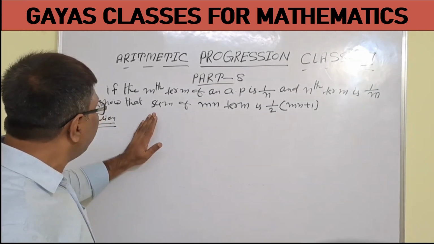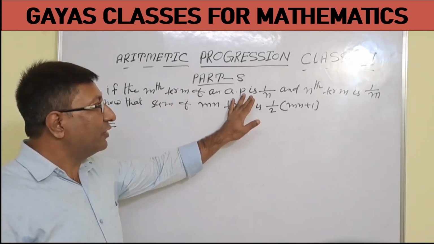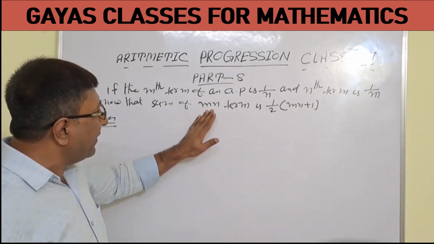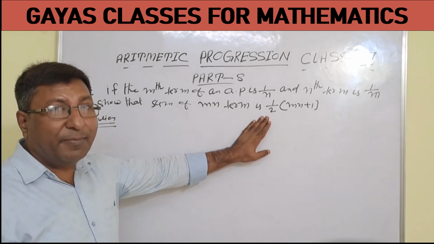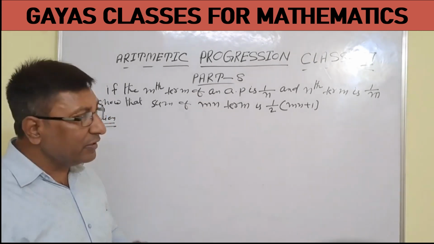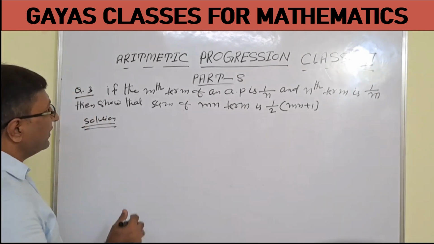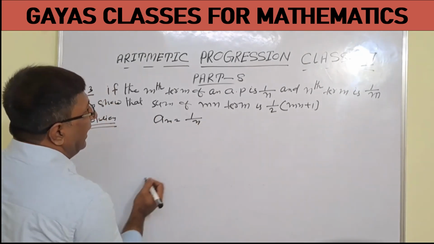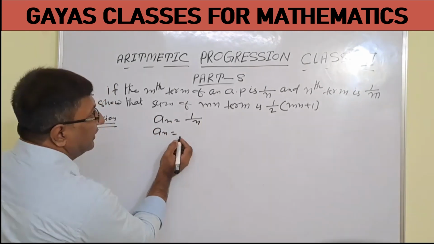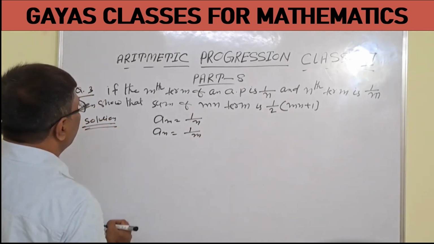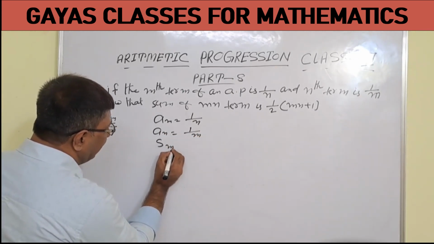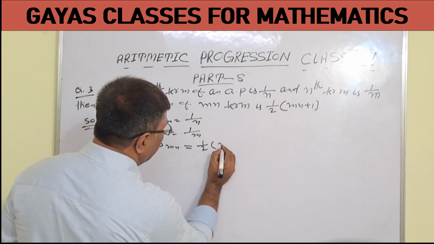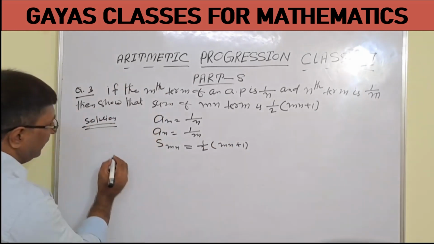Now see the third question. The third question is what? If the mth term of an AP is 1 by n and the nth term is 1 by m, then show that the sum of mn terms is half into mn plus 1. So for this type of question, how can we solve? It is simple. It is given the mth term of the AP, that is am, is 1 by n. And the nth term, that is an, is 1 by m. Now we have to show that the sum of mn terms, Smn, equals half into mn plus 1. This we have to prove.